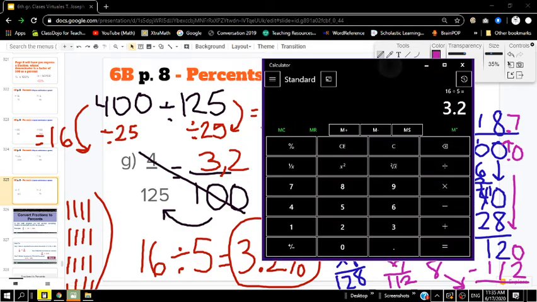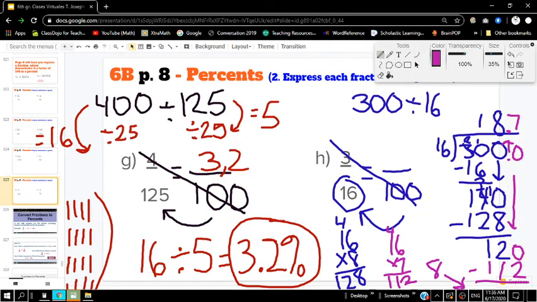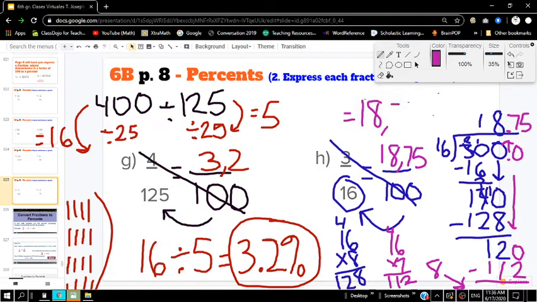Let me just check that on the calculator just to make sure. We have 300 divided by 16 equals 18.75. Correct. Okay. So here we have, I can't really fit the 5 in there. It won't let me. Here we go. So we have 18.75 over 100, which is going to give us 18.75%. Let me erase this right up here so you guys can see that. Our final percentage is going to be 18.75%, which is approximately 19%.